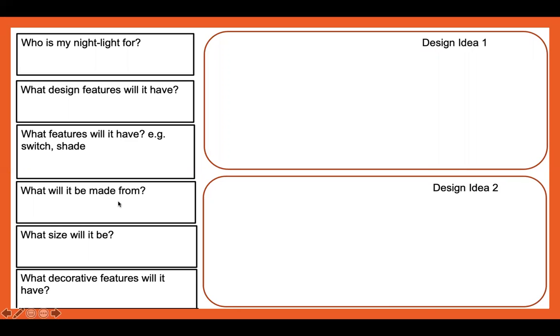What will it be made from? Now you need to think very carefully of materials that are easily accessible. What size will it be and what decorative features will it have? Again, thinking of decorative features that we can have access to, for example, sequins or ribbon. I wouldn't say something like diamonds, because we can't get hold of diamonds, they're very expensive. So we need to be realistic in our designing.